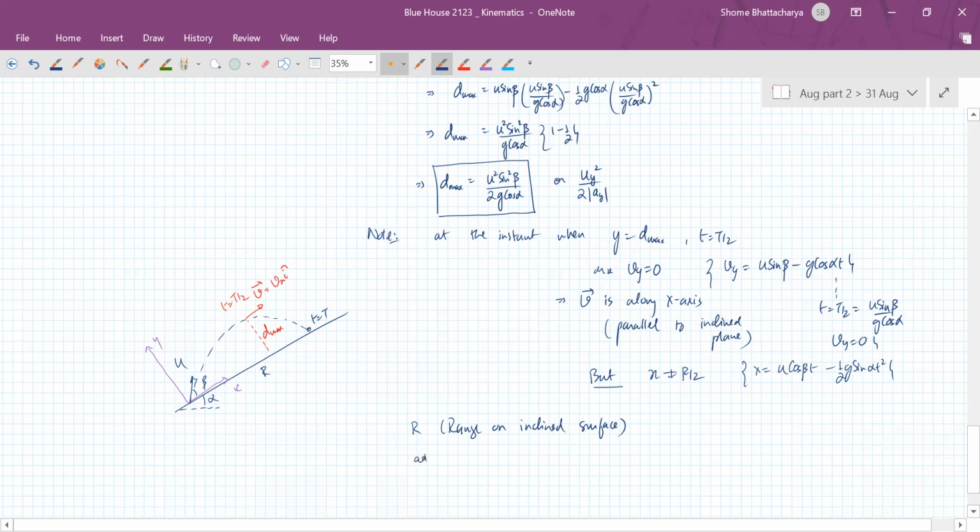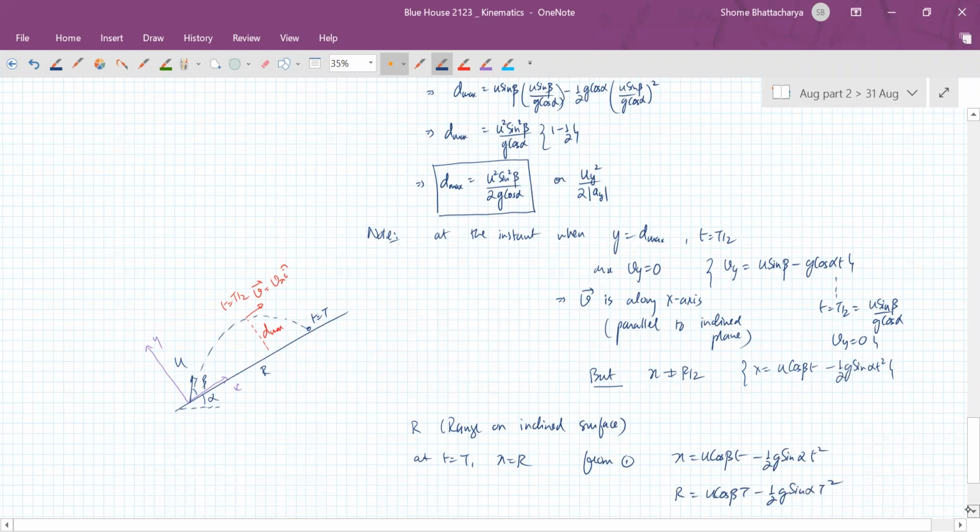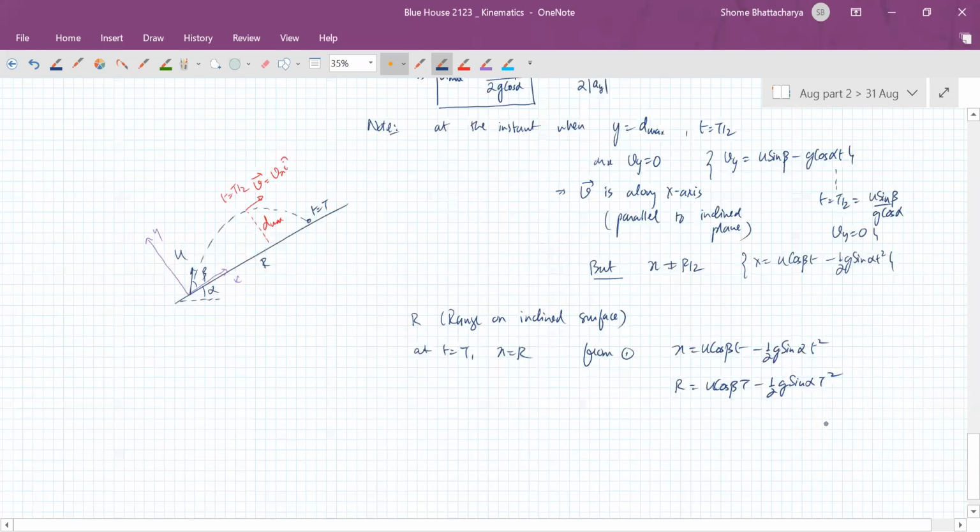So at t equal to capital T, the value of x is R. Therefore, from equation 1, which we had written earlier, that x is u cos beta t minus half g sine alpha t square, R should be equal to u cos beta capital T minus half g sine alpha capital T square. In a numerical question, you should derive the answer from this formula, because you've calculated capital T above. Just substitute those values.